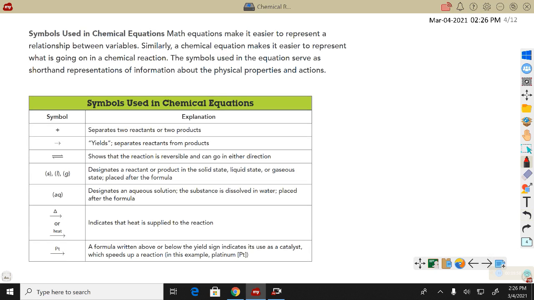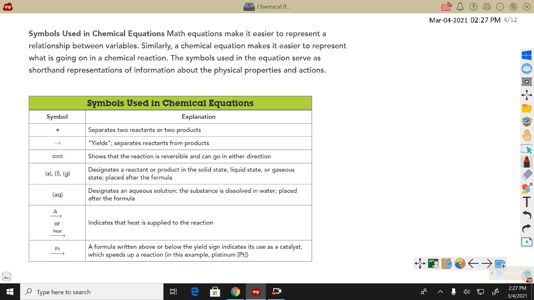Finally, here's a nice chart that shows a lot of the symbols that you could see in a chemical equation. So obviously we could see the plus. The plus shows me all the reactants, what's reacting together. We could again have 2 reactants. We could have 3, 4, 5, 6 reactants. The arrow shows me what is formed as a product. It stands for yields or produces.